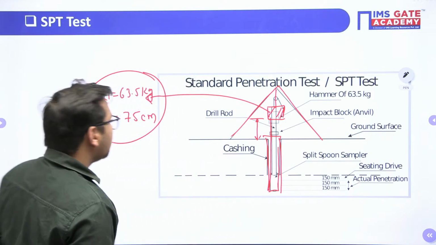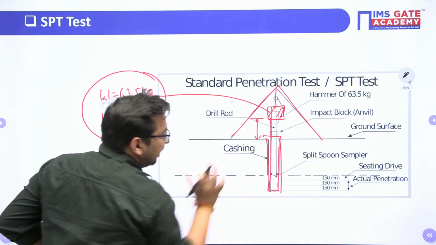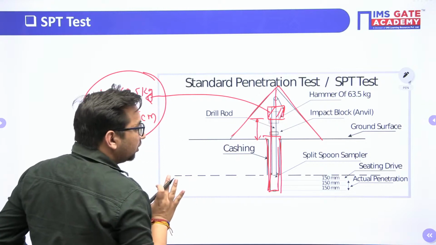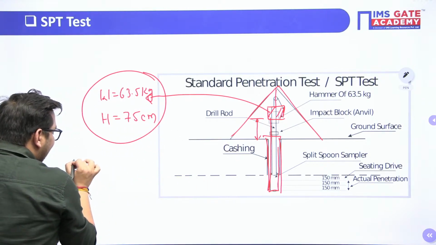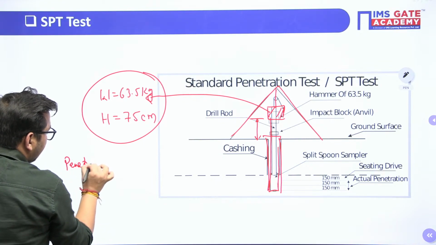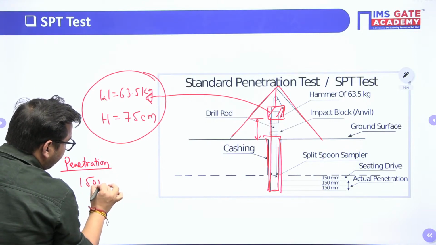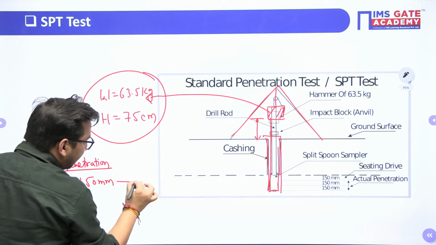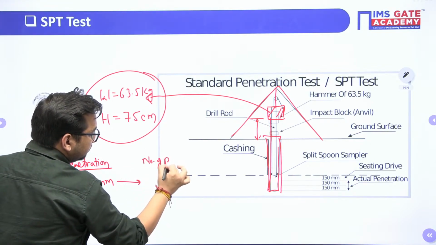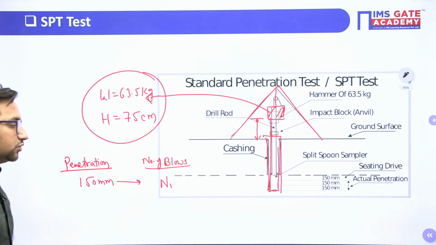So you keep on applying the impact load over this split spoon sampler. Due to this impact load, this sampler will get penetrated into the ground. So you will count that when my penetration reaches 150 mm, how many number of blows are required. Let's suppose those number of blows are N1.